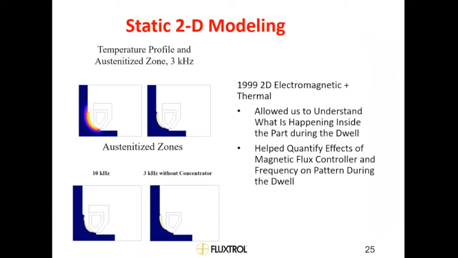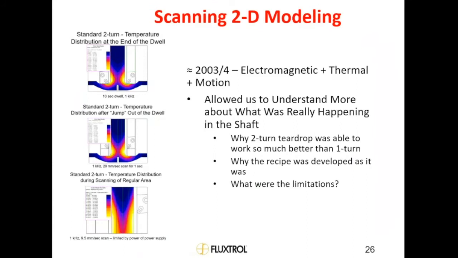It's an axial. In 2003 or 4, we got a big step forward, which is that now we could model the electromagnetic and thermal and the motion. So this really told us what is going on in the process. Now we understood why the 2-turn teardrop was able to work so much better than a 1-turn, why the recipe was developed as it was, and what were the limitations of the current technology out there.